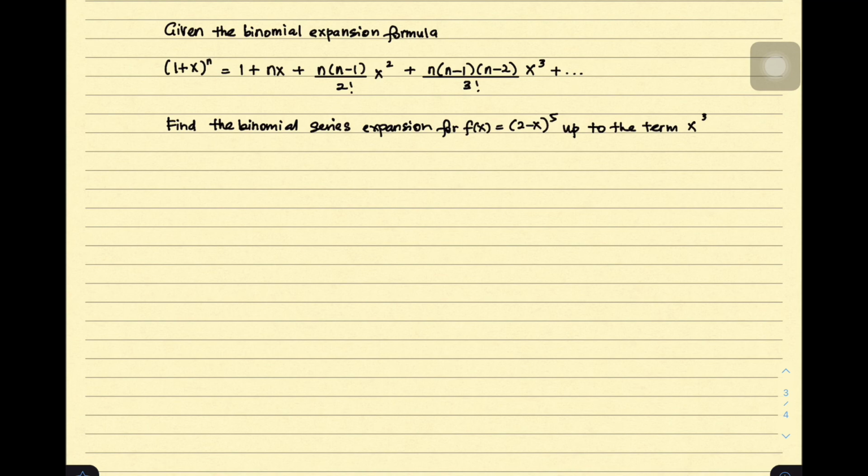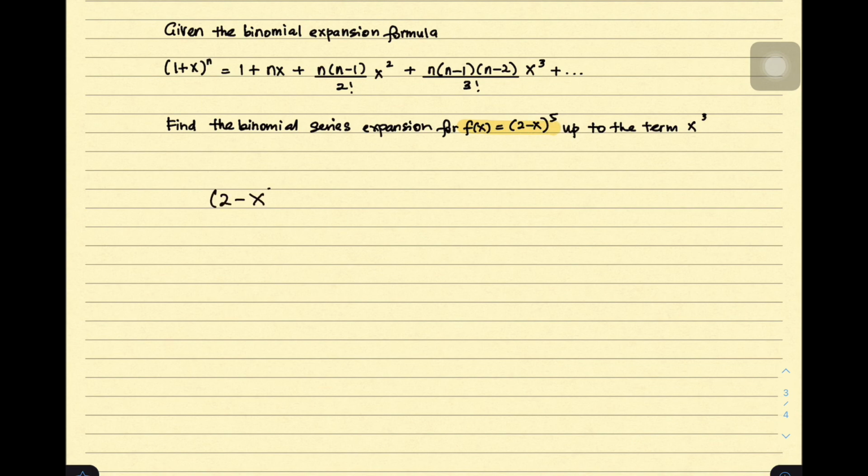Find the binomial series expansion for the function f(x) equal to 2 minus x to the power of 5 up to the term x kuasa 3. So up to the term x kuasa 3, so maksudnya kita boleh berhenti dekat x kuasa 3. Okay, but the thing is, kalau awak tengok dekat sini, the function that we need to find the binomial expansion is in the term of 2 minus x to the power of 5.